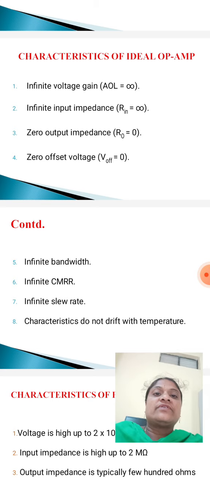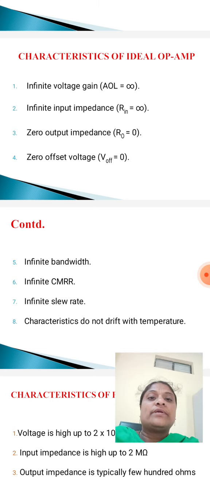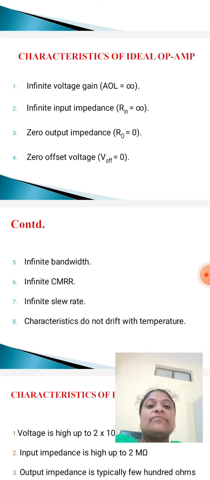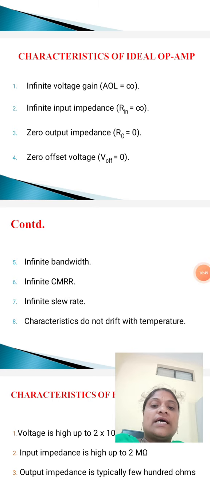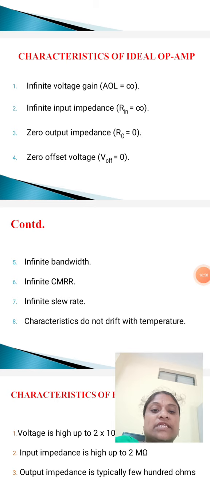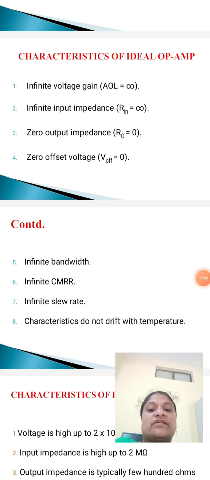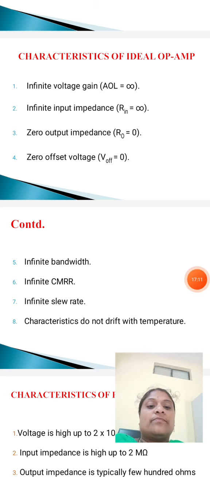These are the different characteristics of an ideal operational amplifier. Voltage gain, input impedance, bandwidth, CMRR, and slew rate are all infinite. Offset voltage and output impedance are zero. And these characteristics do not drift with temperature. These are the characteristics of an ideal op-amp.